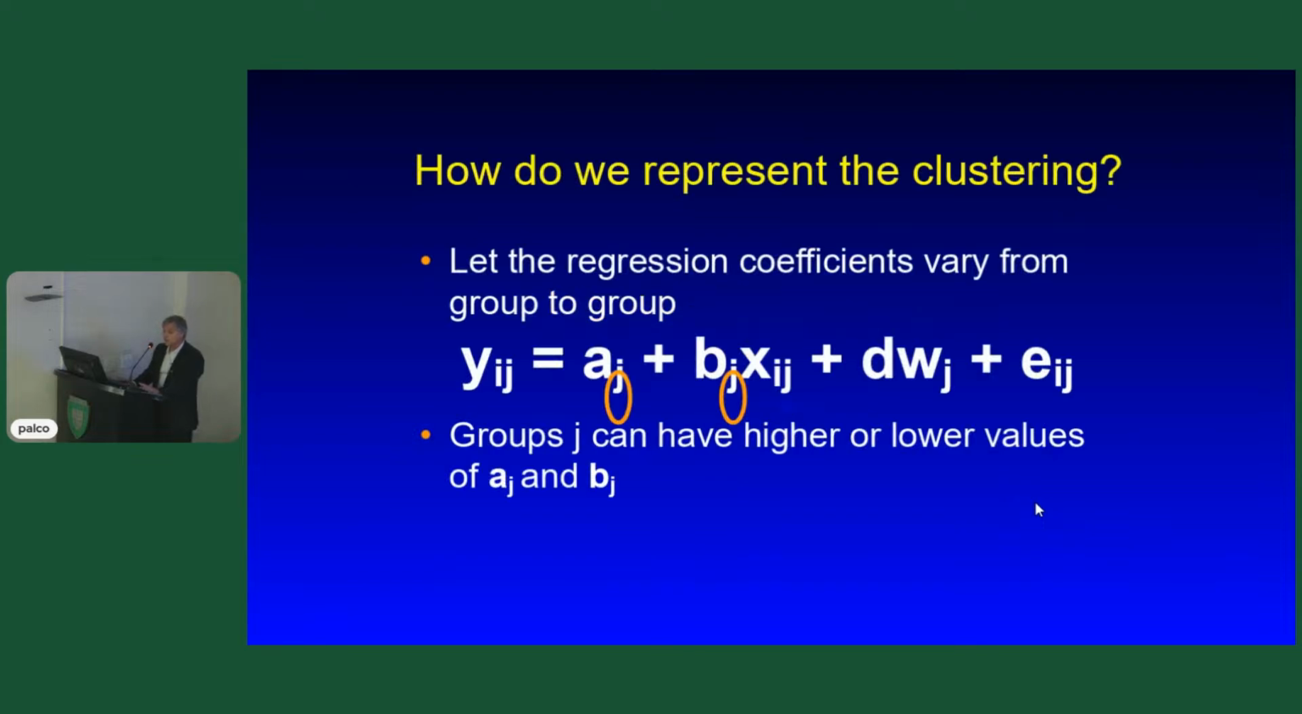Random coefficients, briefly. Let the regression coefficients vary from group to group. So that's what I'm doing. I'm allowing the coefficient of the effect of the intervention to vary from group to group. That's a j group.